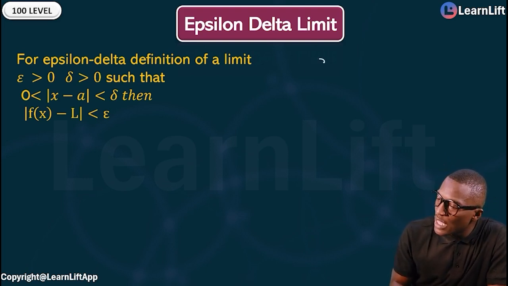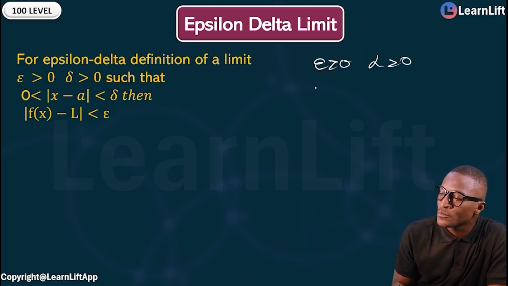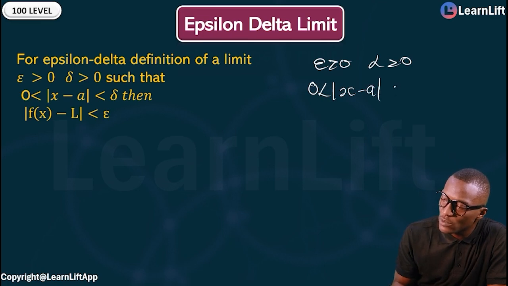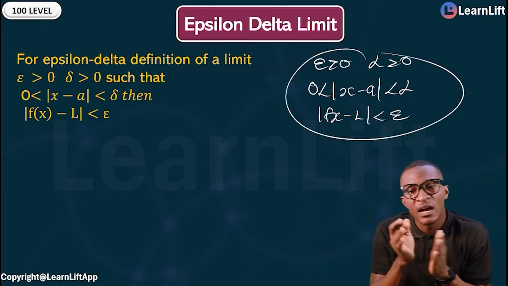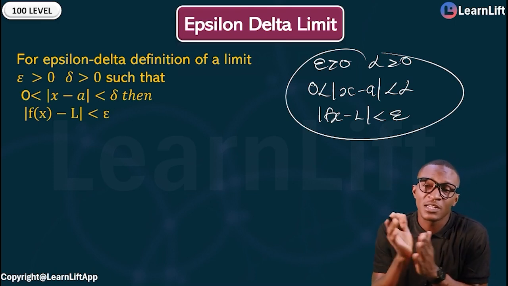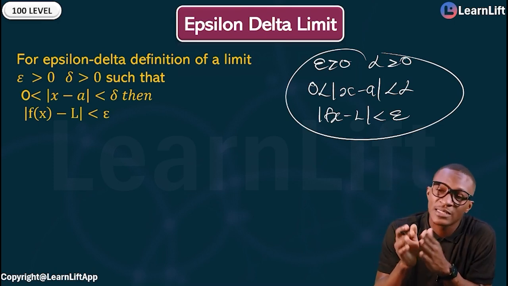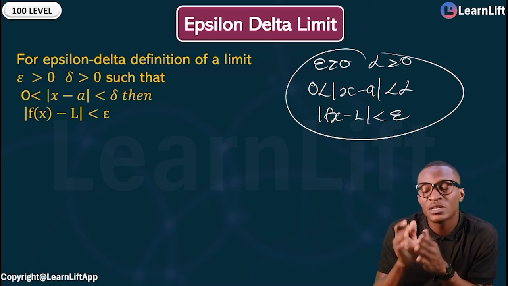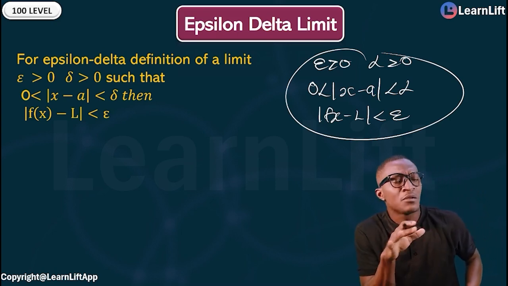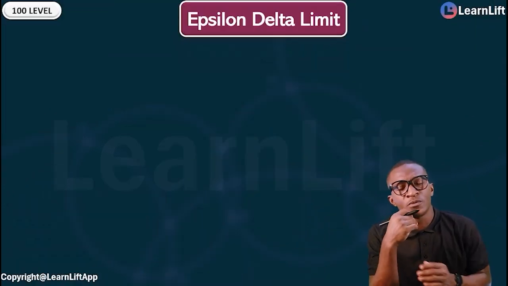Epsilon greater than 0, delta greater than 0, such that 0 is less than absolute x minus a, absolute less than delta, such that absolute f of x minus L is less than what? Epsilon. Epsilon greater than 0, delta greater than 0, such that 0 is less than absolute x minus a, less than delta, such that absolute f of x minus L is less than epsilon. That's all. Now let's go to past question.